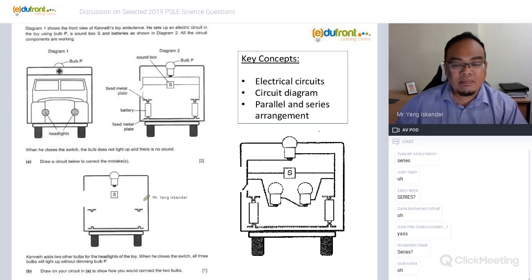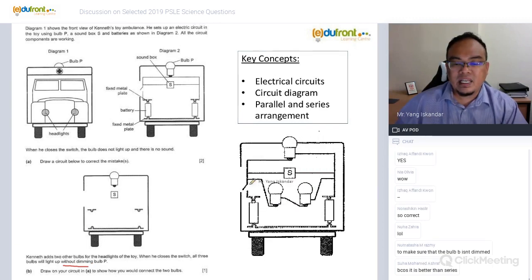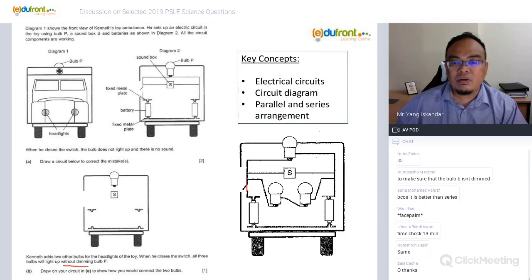Okay, why must it be in parallel? Because they say that without dimming bulb P, this bulb cannot be affected. The keyword here is without dimming. Without dimming means that the amount of electricity that flows will be the same from this way or this way. So that's why you must arrange it in parallel, all right, not in series.